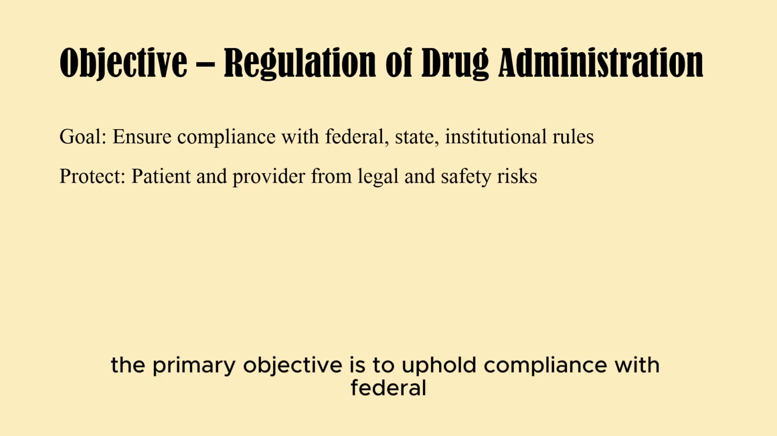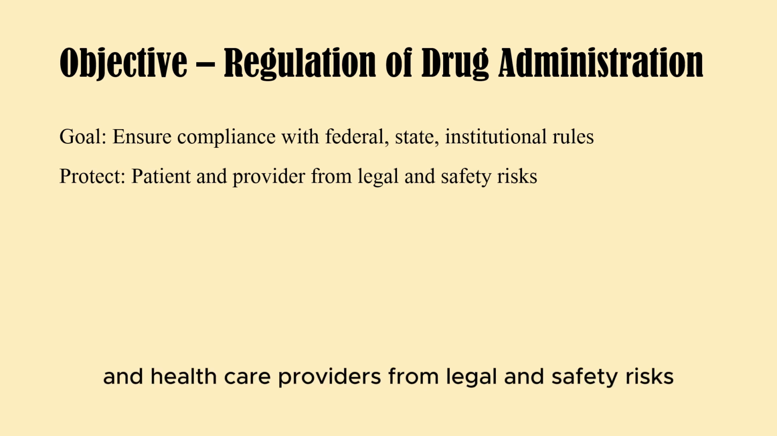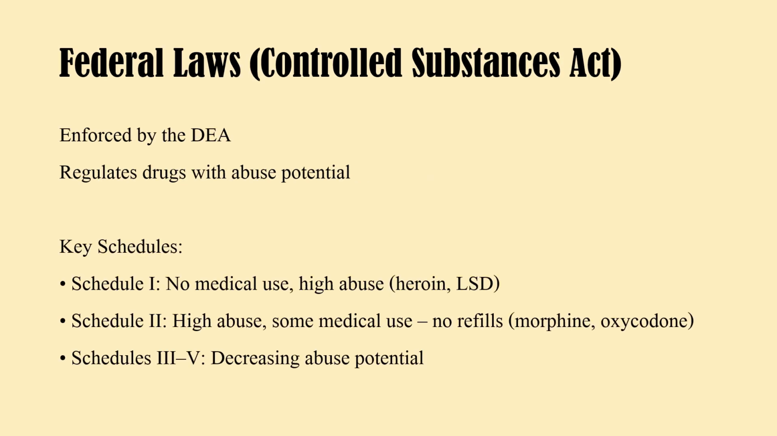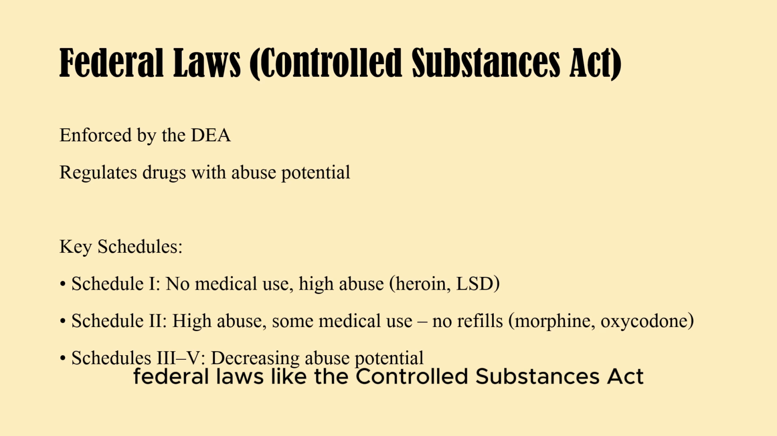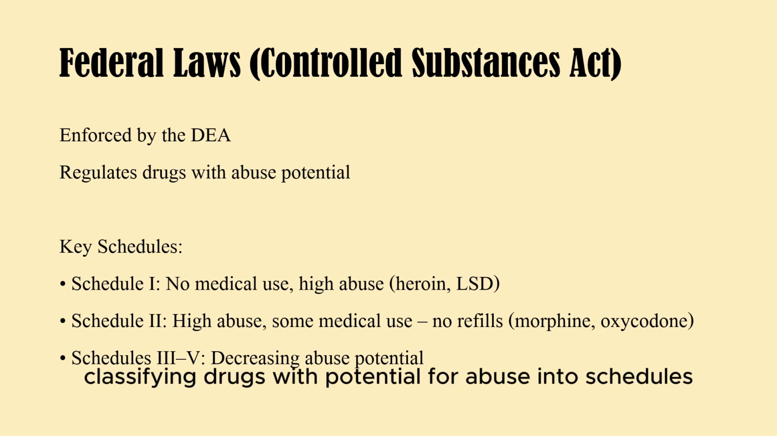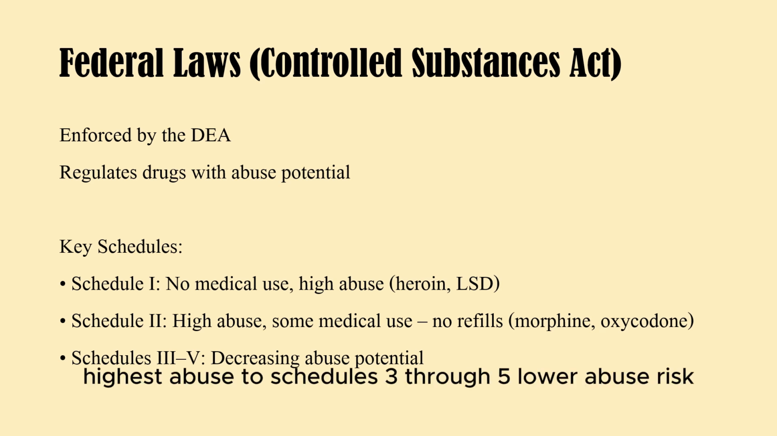The primary objective is to uphold compliance with federal, state, and institutional rules, safeguarding patients and healthcare providers from legal and safety risks. Federal laws like the Controlled Substances Act are enforced by the DEA, classifying drugs with potential for abuse into schedules, from Schedule 1, no medical use, highest abuse, to Schedules 3 through 5, lower abuse risk.